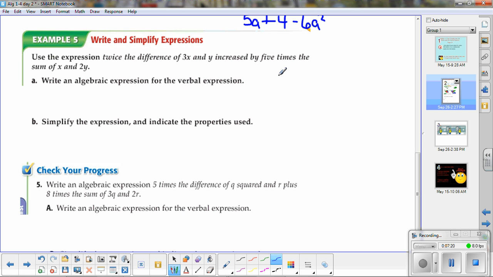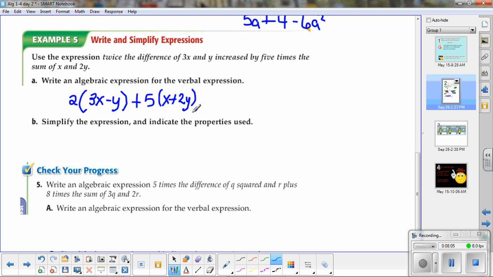Twice the difference of 3x and y means 2 times the answer to the subtraction problem of 3x minus y. Because that's the difference of 3x and y, and now we want twice that, so it's going to look like that. We're going to have parentheses around 3x minus y and a 2 on the outside. Now it says increased, so we're going to put plus 5 times the sum, and sum means answer to an addition problem, so we want to put that in parentheses so you know to do that first. Sum of x and 2y, x plus 2y.